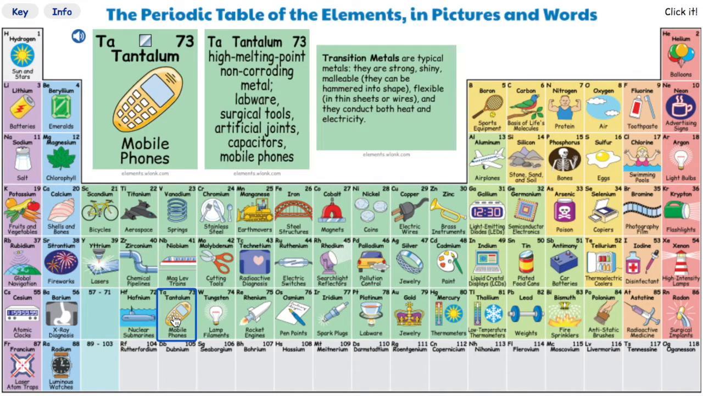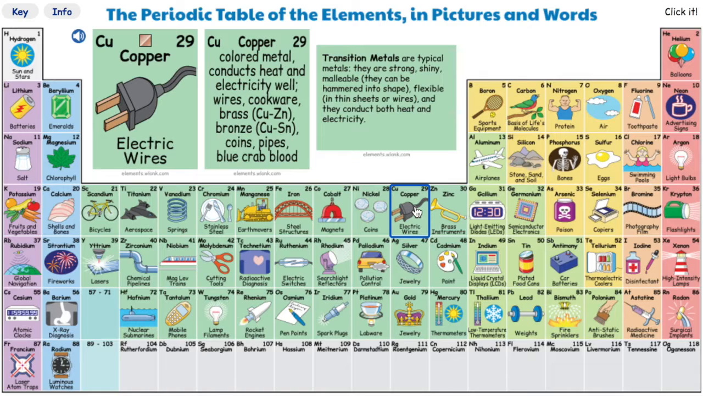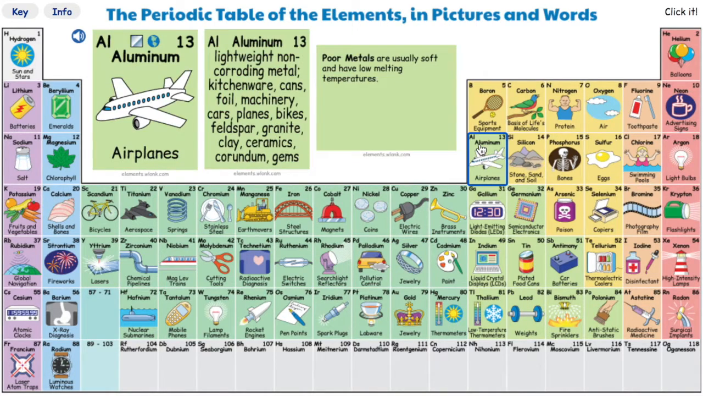Check out this one. Ooh, cell phones. How about nickel? Gotta have that money, get that money. How about copper? We gotta be able to plug in these devices we're all using. And one more example. Aluminum. Makes many things. Airplanes. Makes me nostalgic for travel.